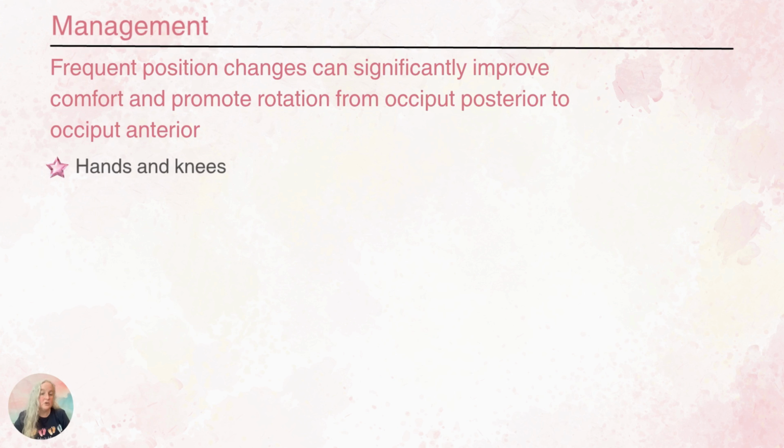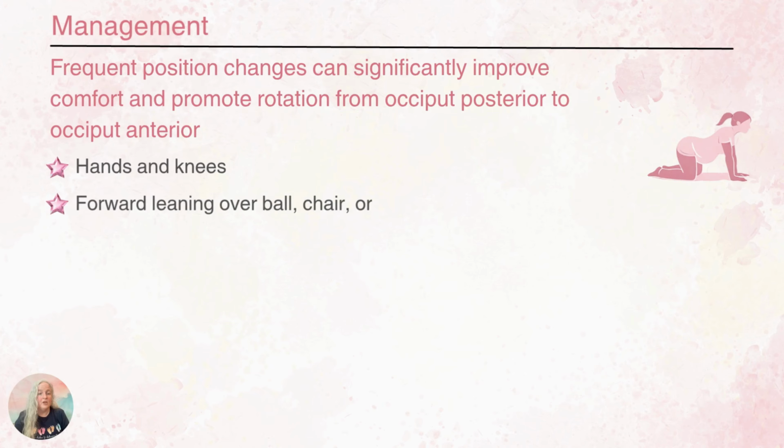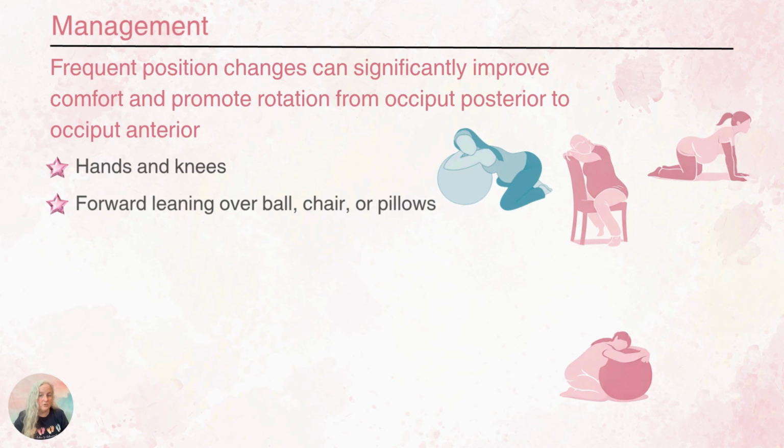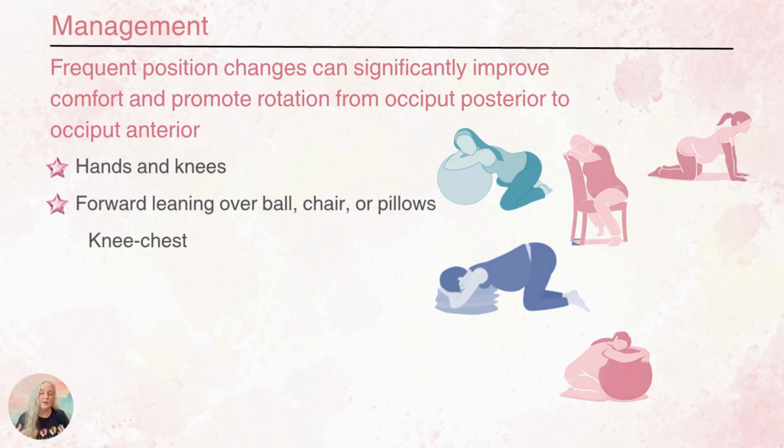So what positions could we suggest? Hands and knees is one position. Forward leaning over a ball, chair, or pillows. A knee chest position where she actually is forward leaning, but instead of being on hands and knees, we allow the chest to drop down further, and that actually can give a little more space for the baby to rotate because there's less pressure pushing the baby down into the pelvis.